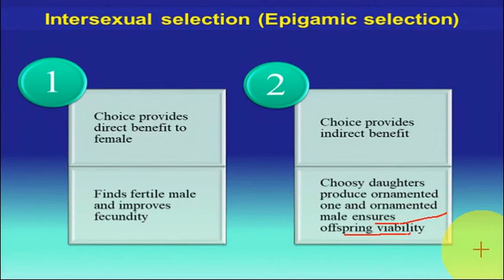So that is what the epigamic selection has, a complementary selection. The females choose the best one, and for that the male has to establish that he is the best one as per the requirement of the female. So it is a kind of intersexual selection.